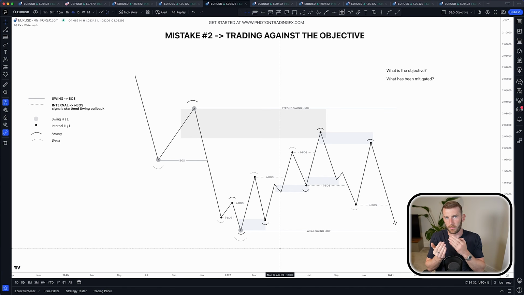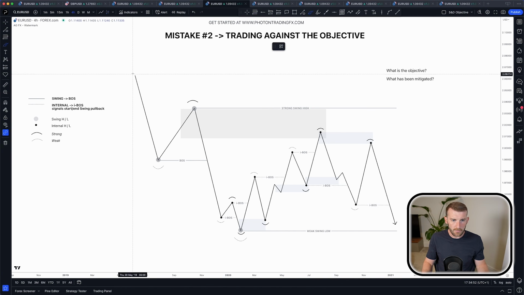We want to trade from strong structure. But when does it make sense to not do that? When should we avoid trading from strong structure? This is an example of when you know to do that, and it's when you're trading against the objective. That's when you want to avoid trading from strong structure, and I'll show you what I mean in a minute.